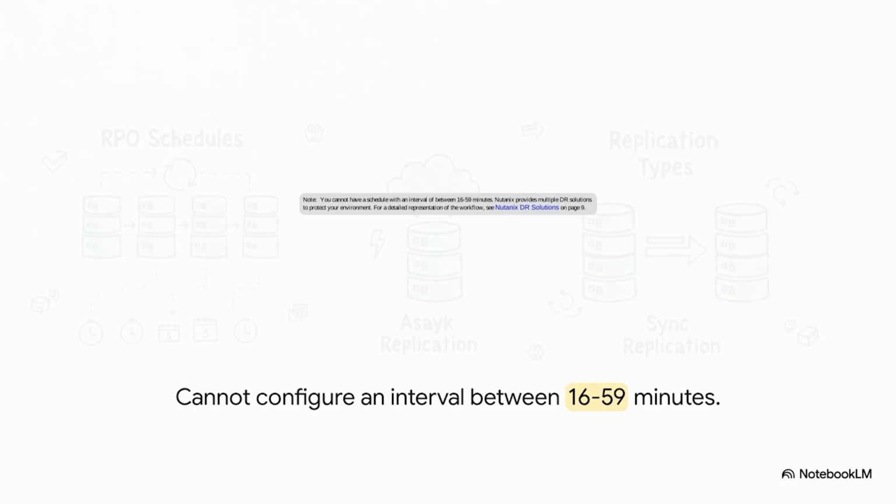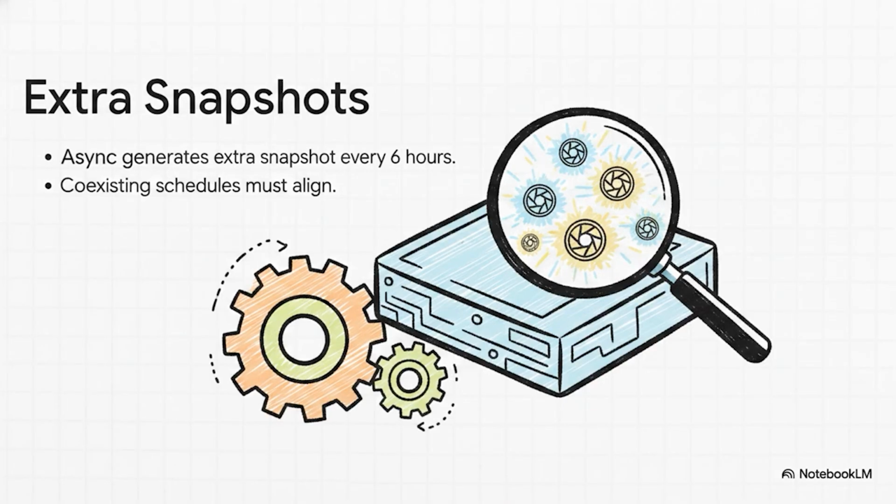So if you get a scenario question on the exam asking you to configure a 30-minute or 45-minute RPO natively in Prism Element for a standard protection domain, the answer is that it is an invalid configuration. You simply cannot do it. Another massive trap is the concept of hidden snapshots. Even when you set a strict schedule, Prism Element takes some liberties behind the scenes to guarantee data integrity and facilitate those roll-ups we just talked about.